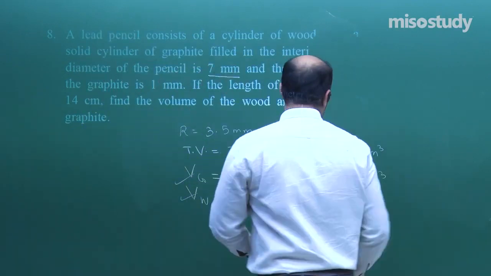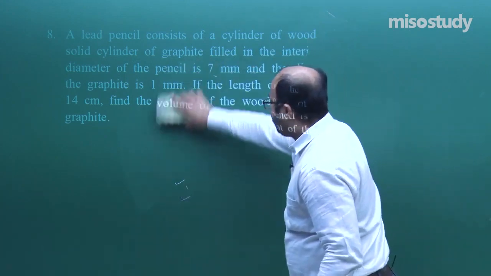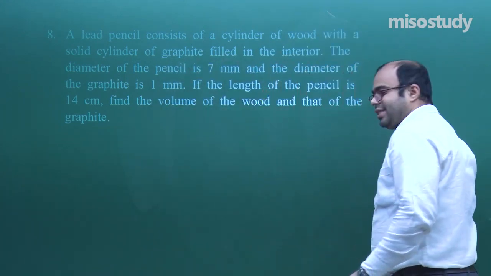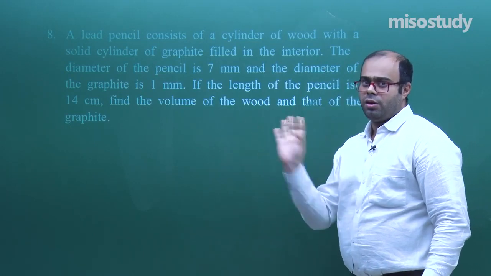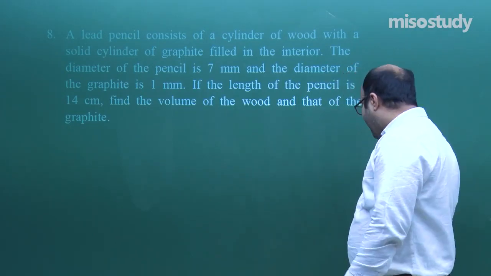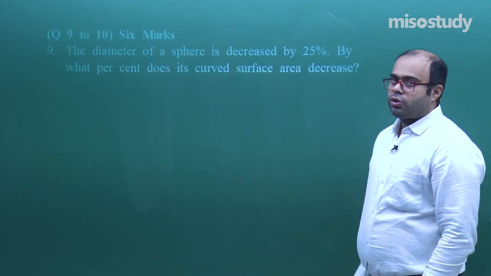So, here we have to understand the figure of the pencil, and we all know that figure, that there is a cylindrical lid inside and it is covered by a cylindrical wood. So, both of them combine to give the solid figure. This is of 6 marks, question number 9.